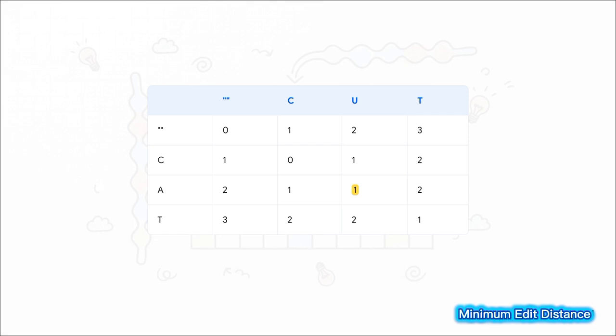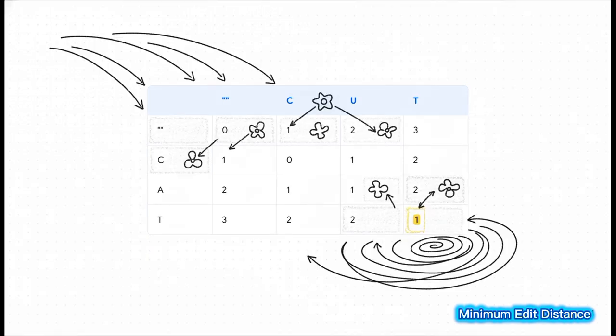The cell to the left has a value of 1. And the diagonal cell has a value of 0. The minimum of those 3 is 0. We add 1 for the cost of the operation, giving us 1. So a 1 goes into this cell. And you just repeat that process.